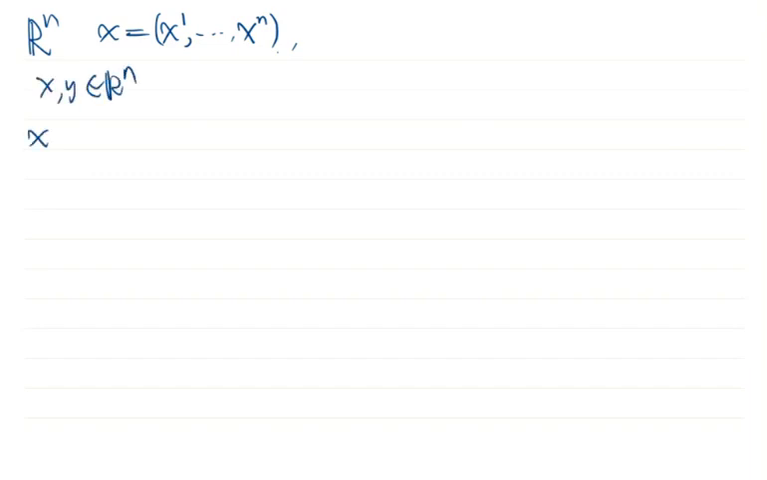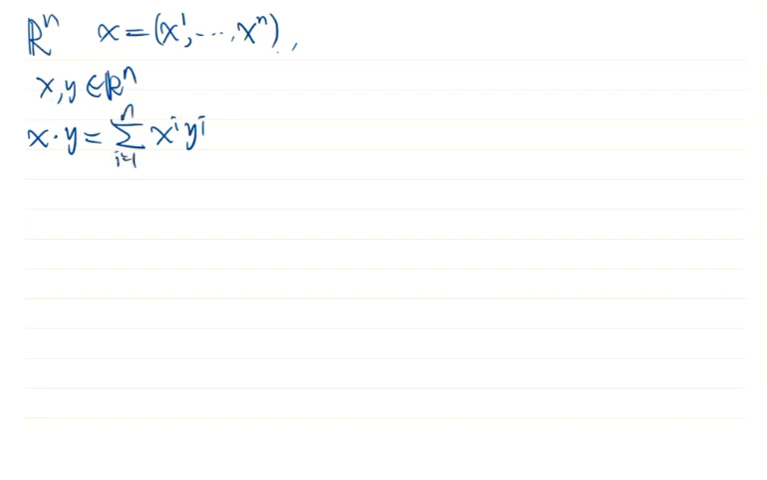So, Rn is our Euclidean space. The element in Rn is x. The point is x. x has n components x1, ..., xn. For two elements x, y in Rn, the inner product, or scalar product, is defined to be the sum of the multiplications of their components.